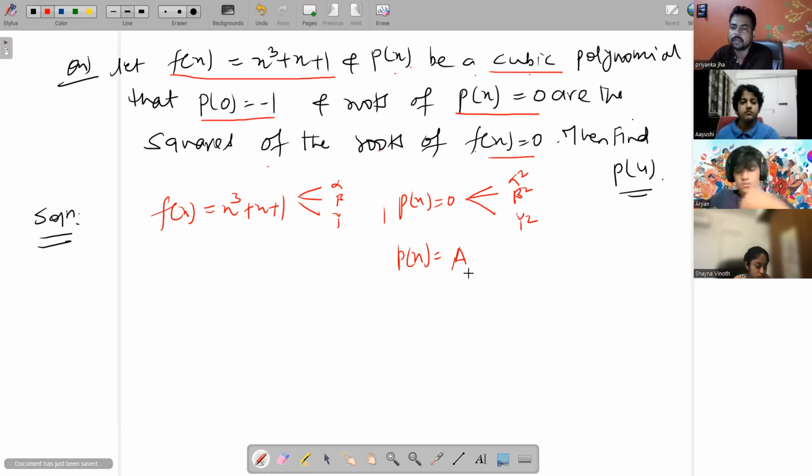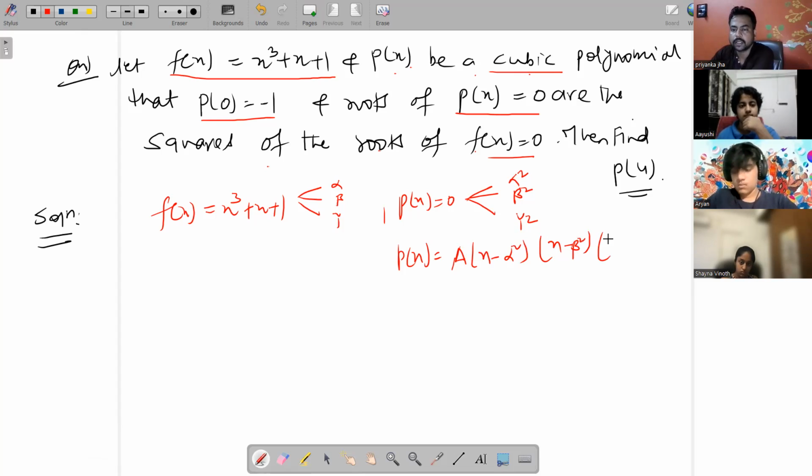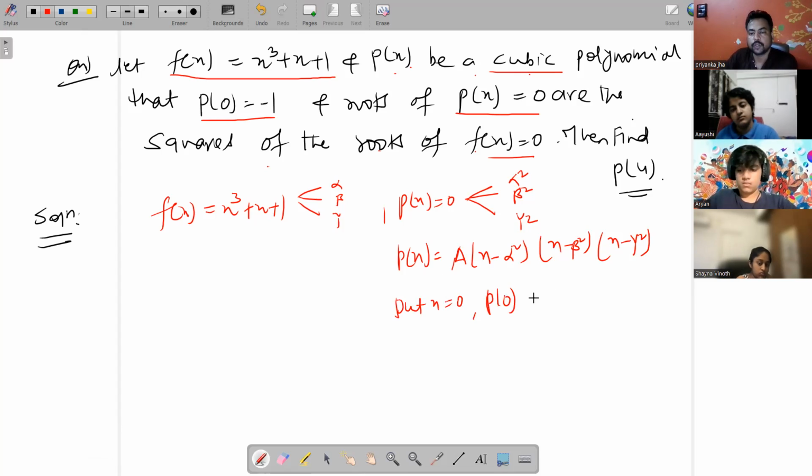So we'll just put some random leading coefficient a, and it has 3 roots: alpha square, beta square, and gamma square. So this polynomial can be written in this form. Correct? Now we have been given p(0) equal to -1. Put x equal to 0 over here. So you get p(0) equal to this 0, this 0, this 0. So minus a into alpha square, beta square, and gamma square. That is equal to -1, given. So we have this thing.